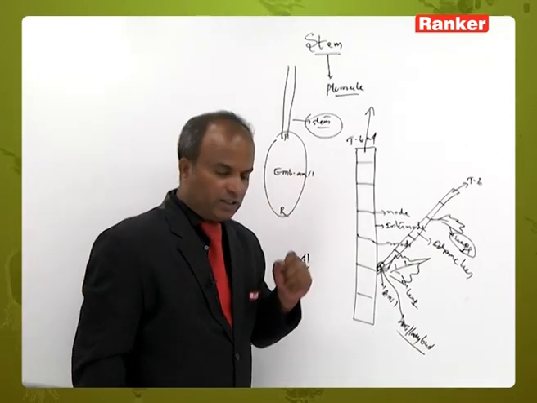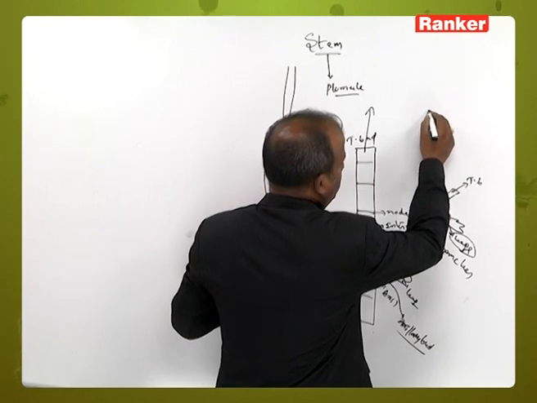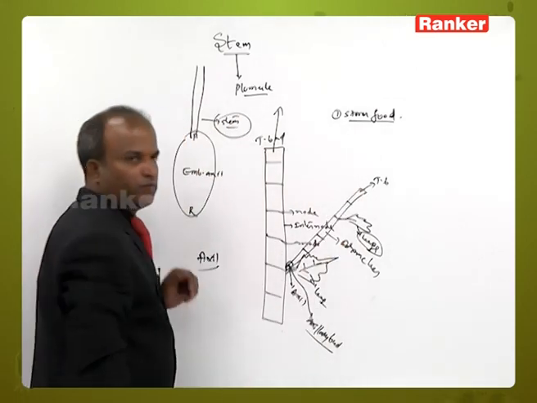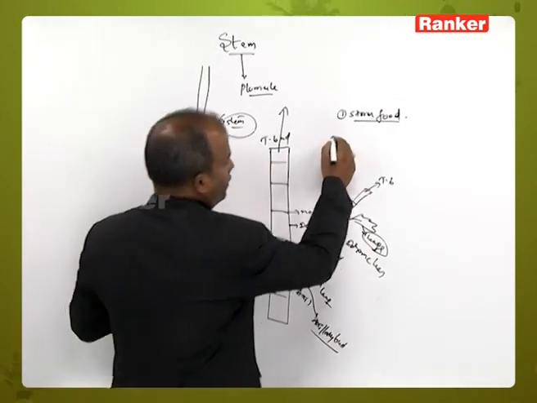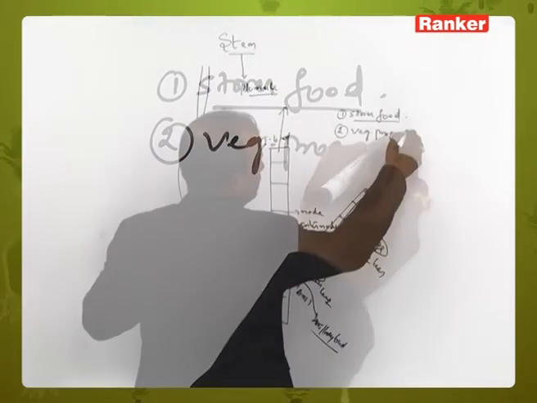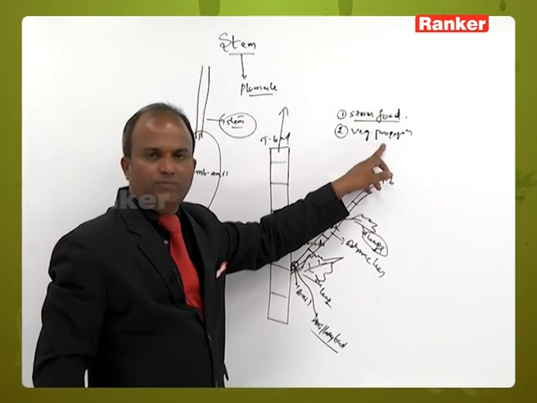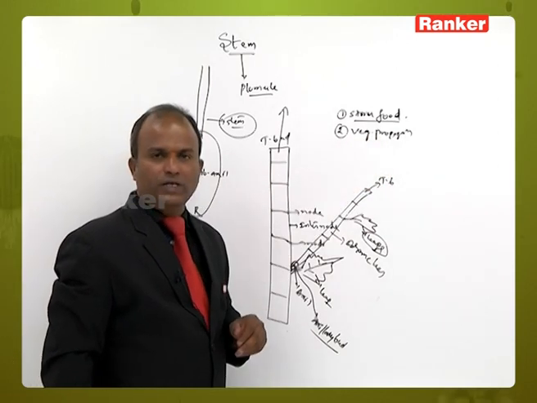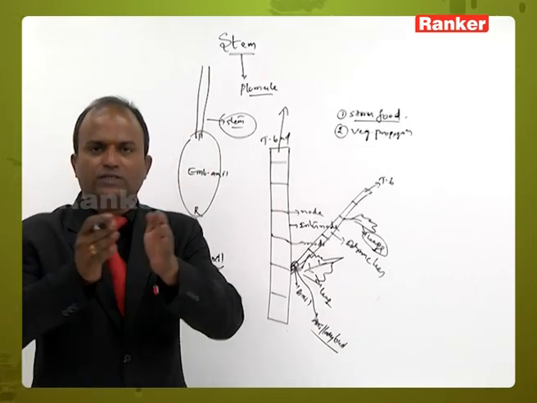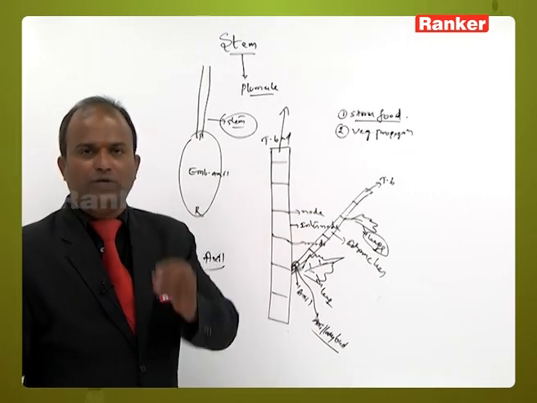Can you tell me what are the important functions of the stem? An important function of the stem is that it stores food materials. Another important function is that it plays an important role in vegetative propagation. What is meant by vegetative propagation? If any part of the plant is separated from the mother plant, that separated part can grow as an individual plant.